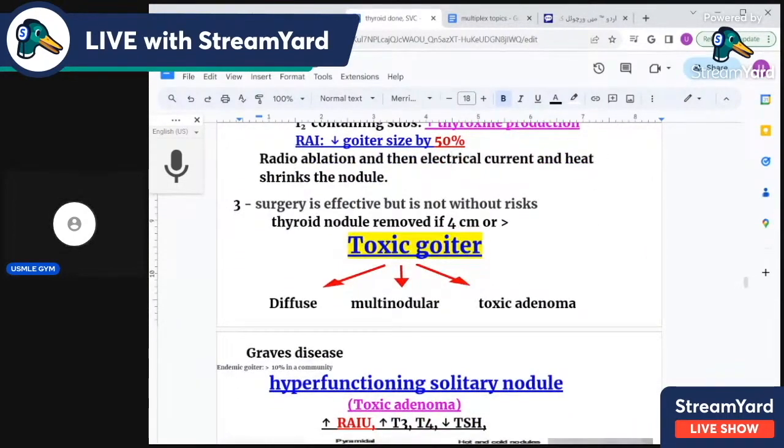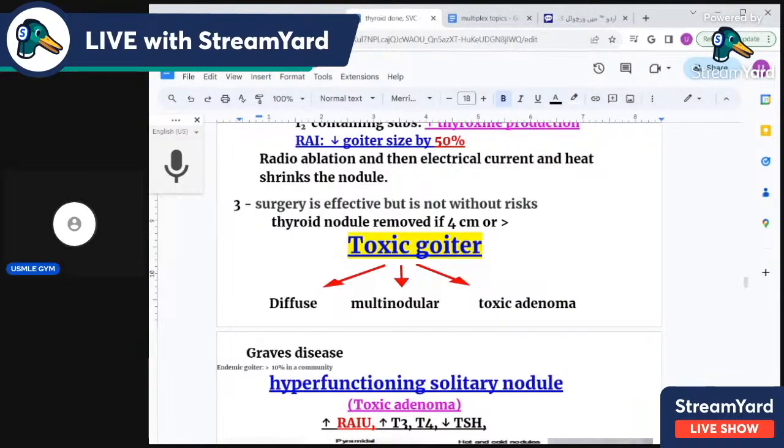Surgery is effective, but it has risk. What are the risks with surgery? It may cause infection, it may cause bleeding, it may cause hypoparathyroidism, and it may cause decreased calcium. Normal calcium is 10 milligram per 100 ml, and it's regulated by the parathyroid hormone.